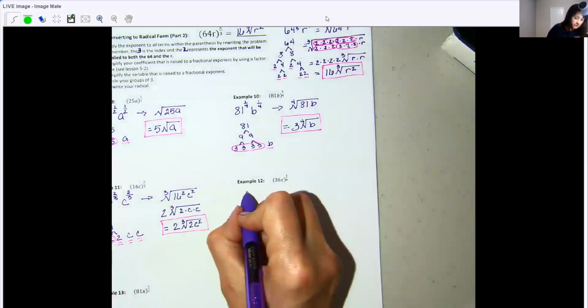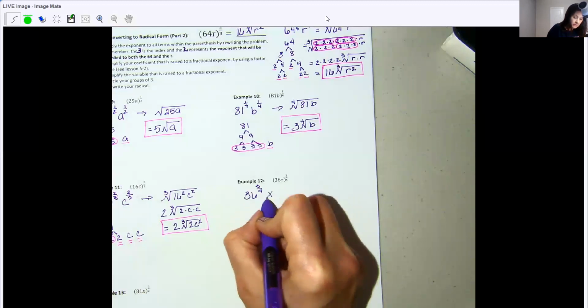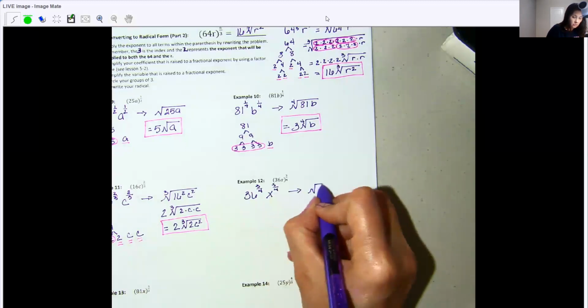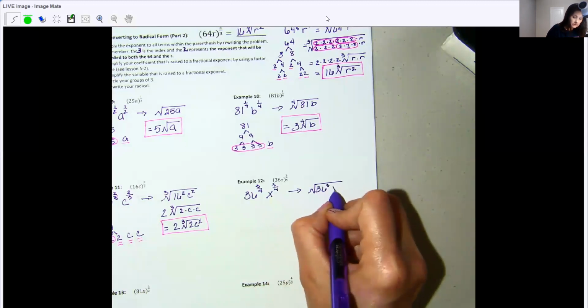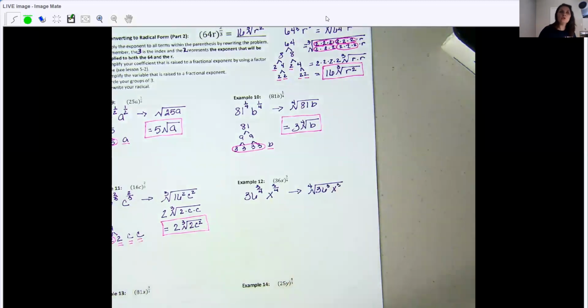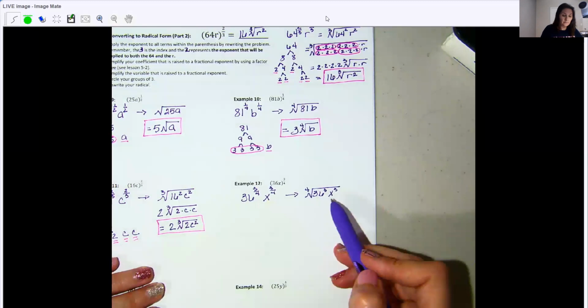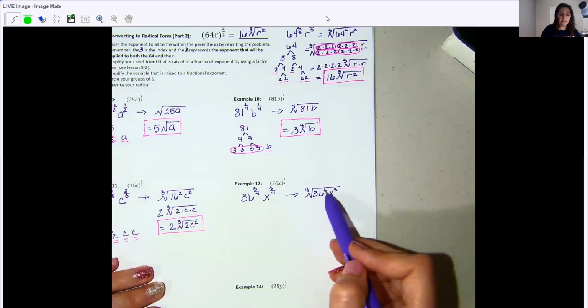All right, example number 12. 36 raised to the power of 3/4, and then x raised to the power of 3/4. So rewriting that as a radical, I have 36 cubed x cubed with an index of 4. Okay, so the next step, we're going to factor out the 36, and when we do that, you're going to find groups of 4, and then you're going to triple that because it's raised to an exponent of 3.